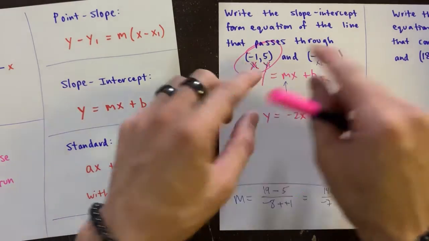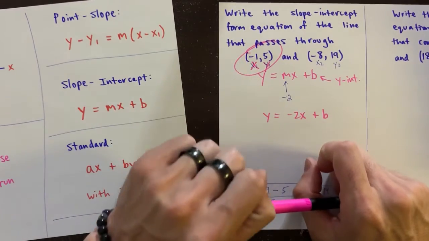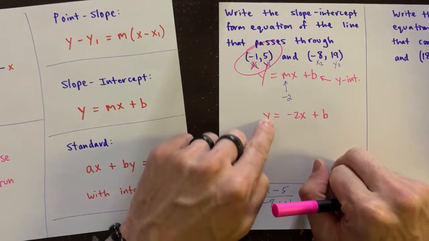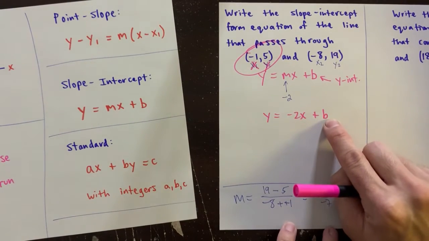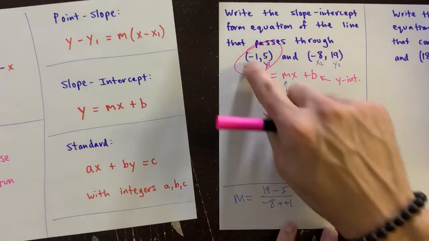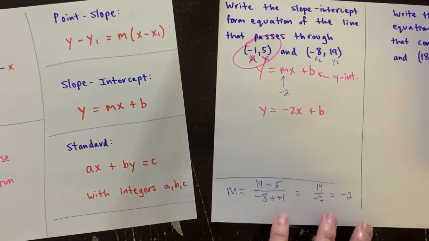We're making these temporary changes. Temporarily, x will become this number. Temporarily, y will become that number. And we're doing this so that we can discover the value of b. And I randomly chose this point. I could have chosen this one. It would not have mattered at the end.